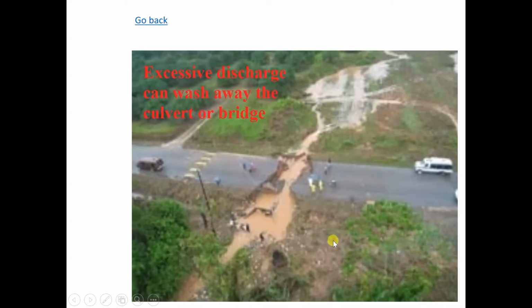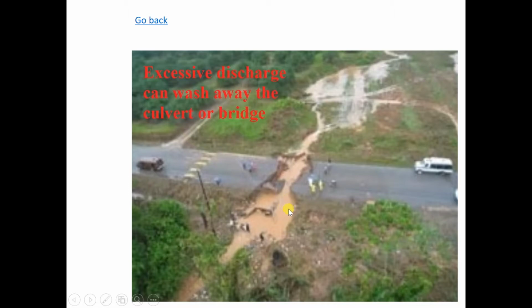At the extreme event, if we didn't design the capacity properly, either the culvert or the bridge, the whole thing could be washed away. The whole culvert will be washed away, and even worse, even part of the road will be washed away as well. It will be disastrous. There will be failure of the road.